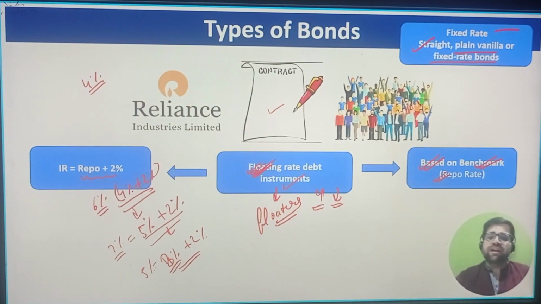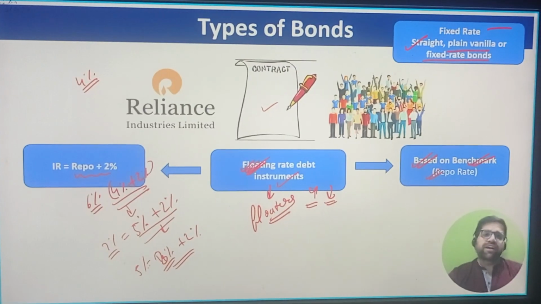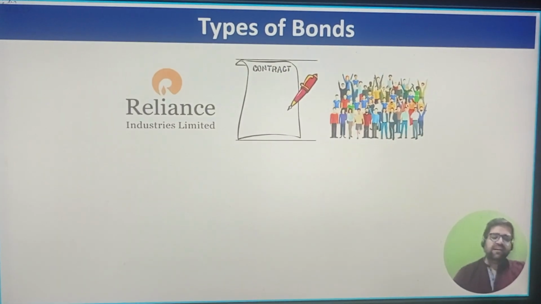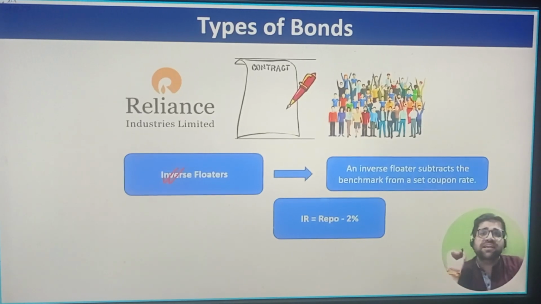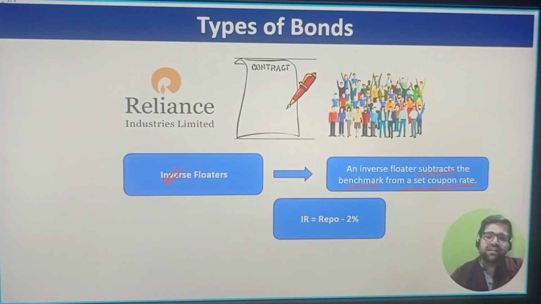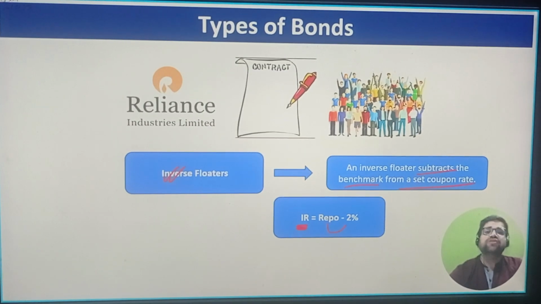Now let's move to another category which is known as inverse floaters. Let's move ahead now. So now my friend, let's understand another type of bond which is known as inverse floater. Inverse floater basically subtracts the benchmark from the set coupon rate. This means that here the interest rate will be given to you as repo minus 2%.